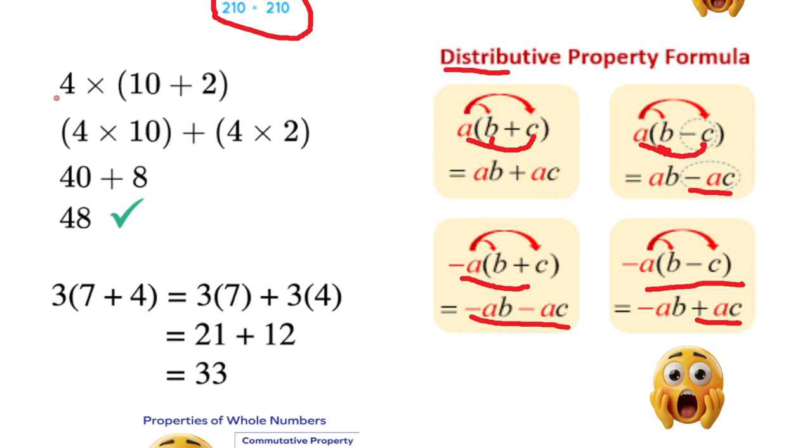And our example can be 4 times open brackets 10 plus 2, which this 4 here will be distributed to the 10. The same 4 will be distributed to the 2. So 4 times 10 plus 4 times 2, which gives us the answer of 40 plus 8. Our final answer is 48.